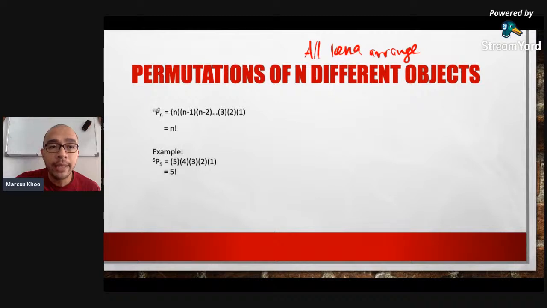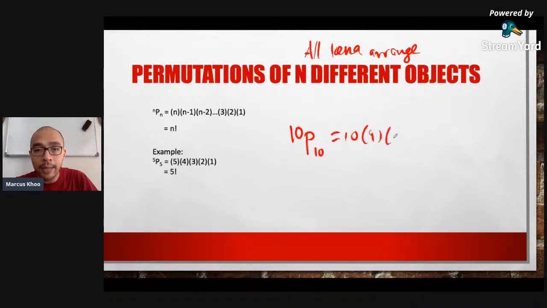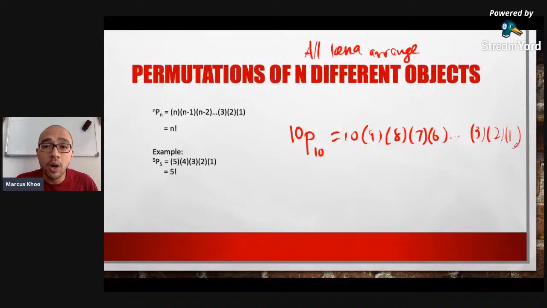nPn is defined as n times n minus 1 times n minus 2, all the way until times 1. The lowest number will be 1. So for example, if we have 5 objects and you want to permutate all 5, it will be 5 times 4 times 3 times 2 times 1. In the same way, if you have 10 objects and you want to permutate all 10, this will be 10 times 9 times 8 times 7 times 6 all the way until times 3 times 2 times 1. But that's a very long way to do it.